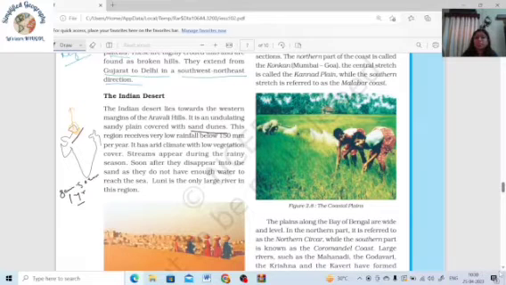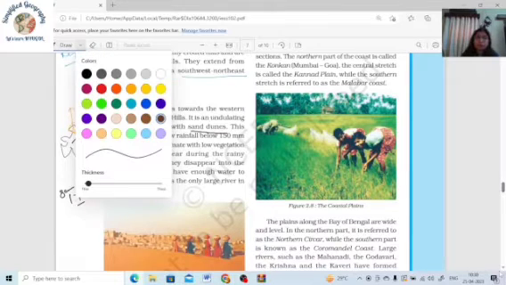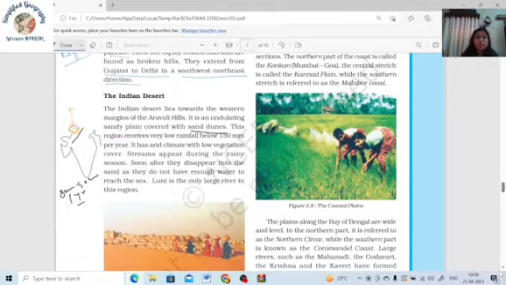Streams appear during the rainy season. All are non-perennial rivers. Soon after, they disappear into the sand, as they do not have enough water to reach the sea. Correct? Luni is the only large river in this particular location.